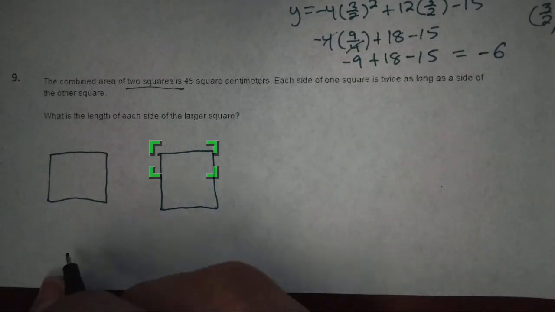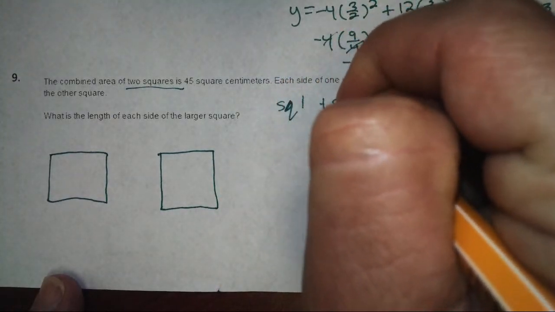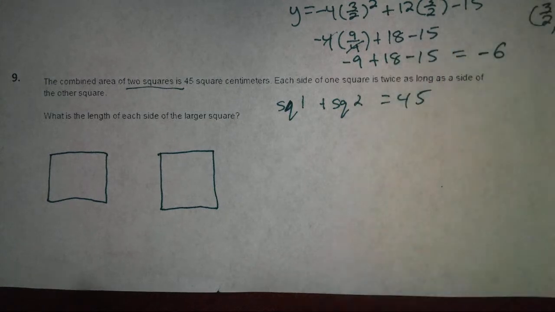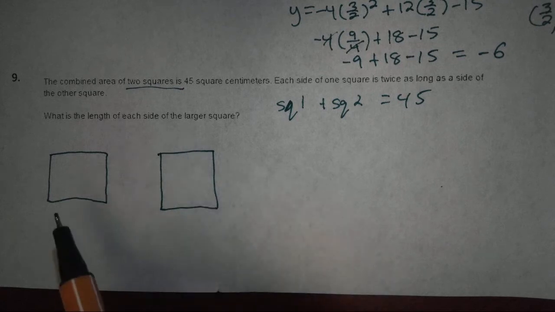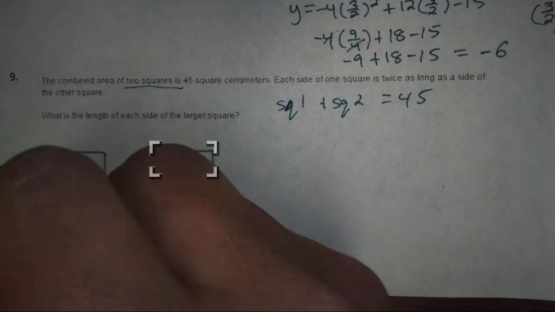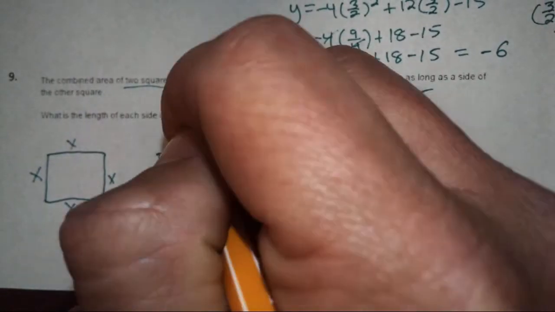And it says that the total area is 45, so square 1 plus square 2 equals 45. And it says each side of one square is twice as long as the side of the other. So let's just make this x. This will be our first square. So all these are sides of x because it's a square, they're all the same. And it says another square is twice as long. So twice as long as x would be 2x. So we're going to make each of these over here 2x.